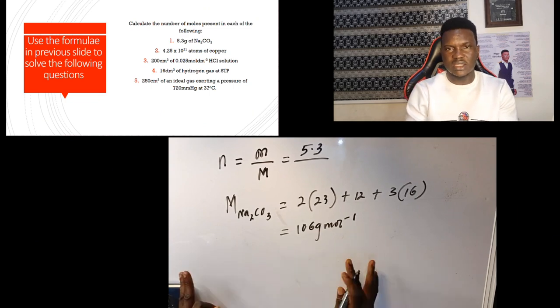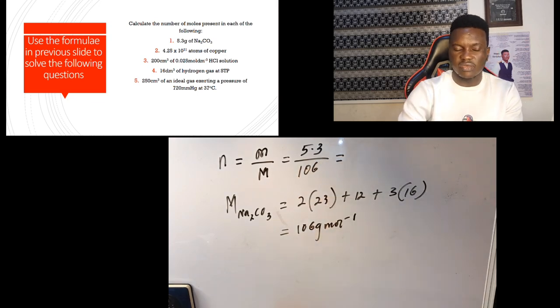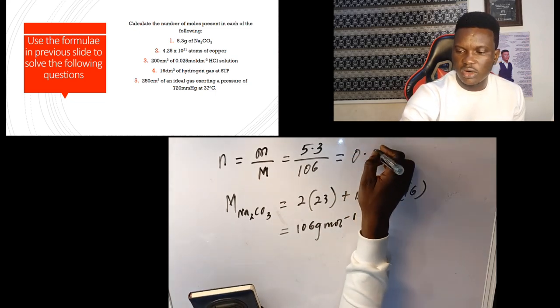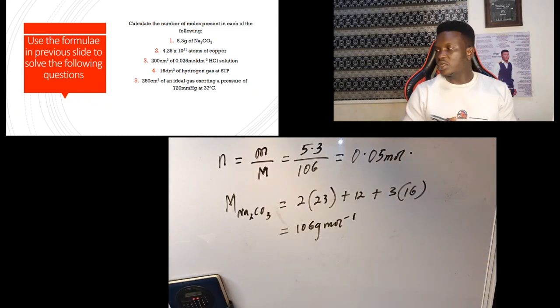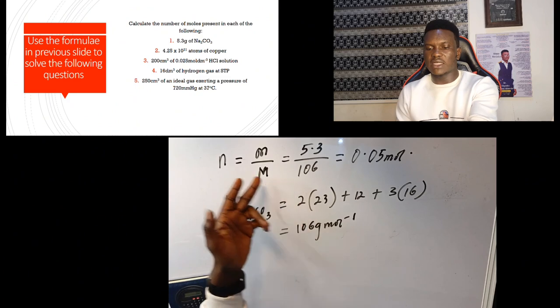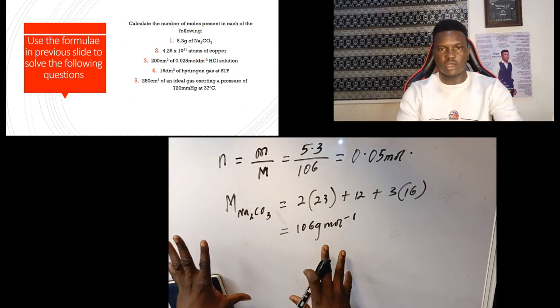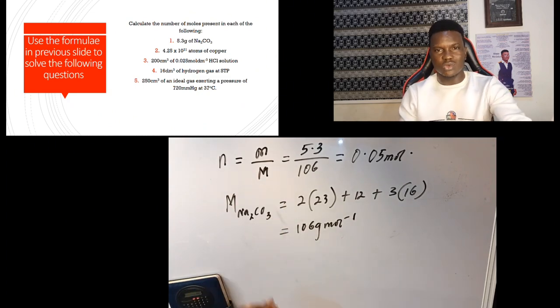Relative molecular mass has no unit. So now you put that here, 106. And if you divide that, that's going to be 5.3 divided by 106. And that gives us 0.05 mole. So you see, you have gram and you have molar mass. Then you can use the first formula. We're still going to be balancing equations and solving a whole lot of questions. But for now, let's get used to the formulas.